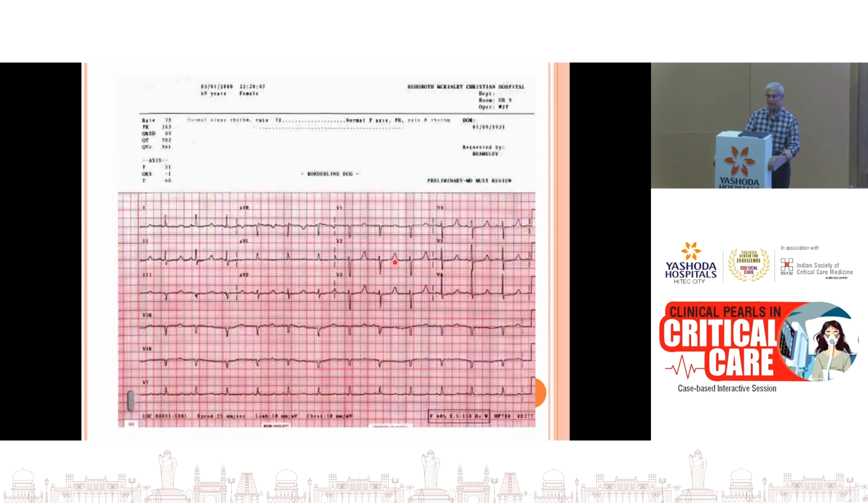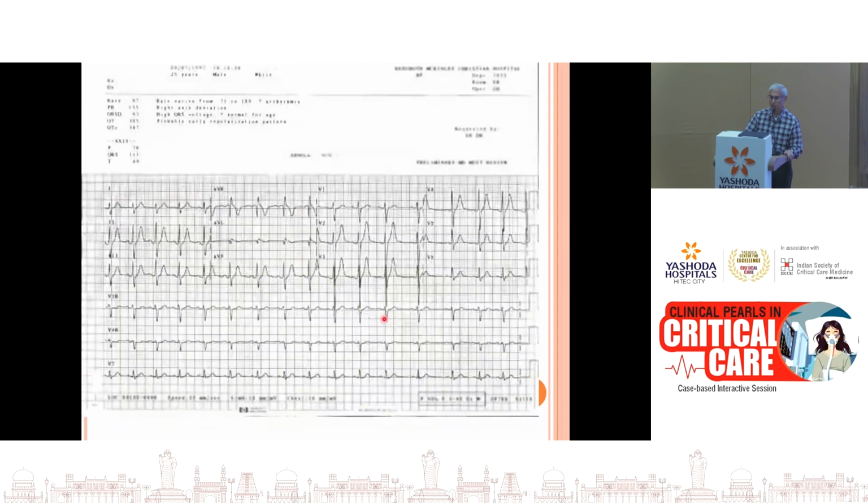And this is an example of another electrolyte abnormality where again the QT is prolonged, but it is prolonged because of the prolonged duration of the ST segment. This kind of QT prolongation is also typical of hypocalcemia. So hypocalcemia also frequently presents with this kind of an ECG.